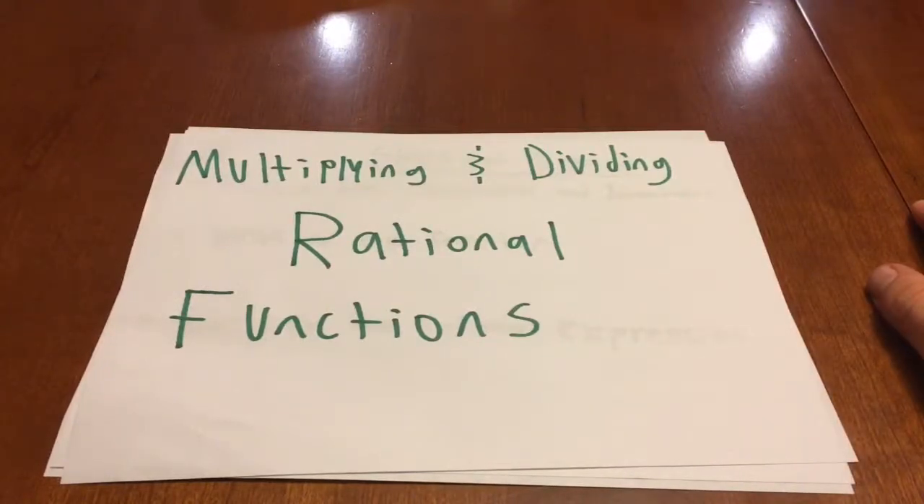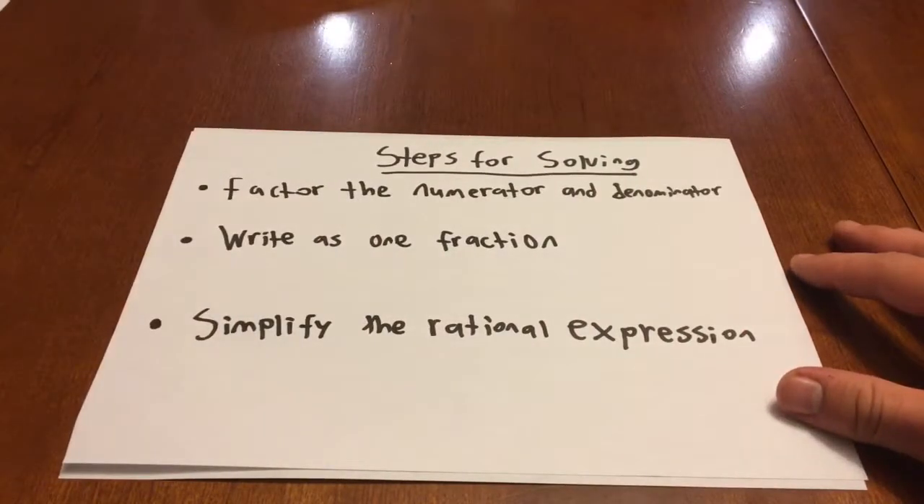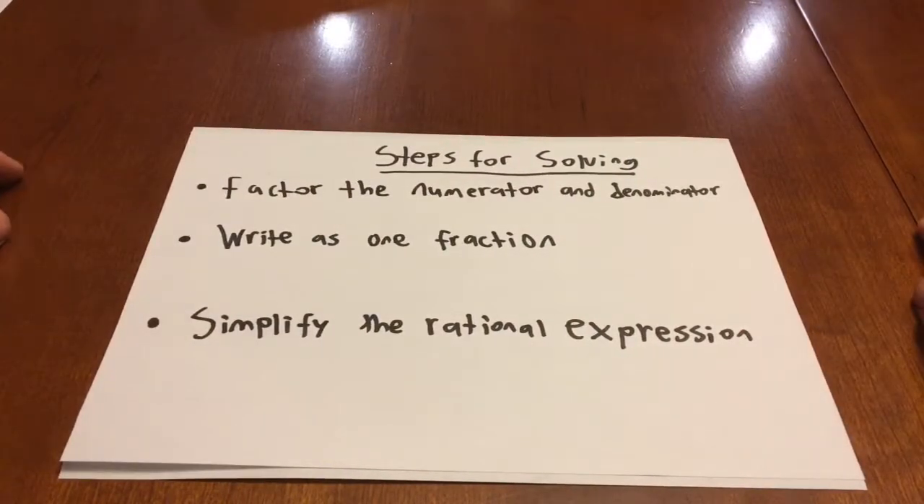Hi, today we're going to be talking about how to multiply and divide rational functions. So here are the steps on how to solve these kinds of equations. You want to first factor the numerator and denominator completely. This may involve first finding the GCF, or greatest common factor.